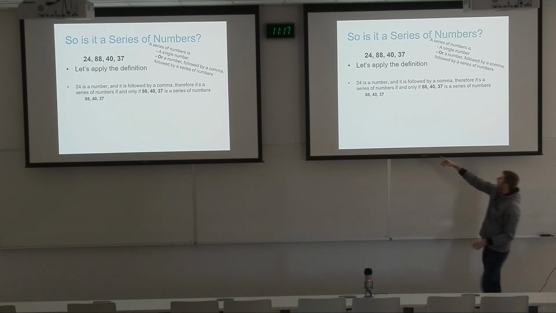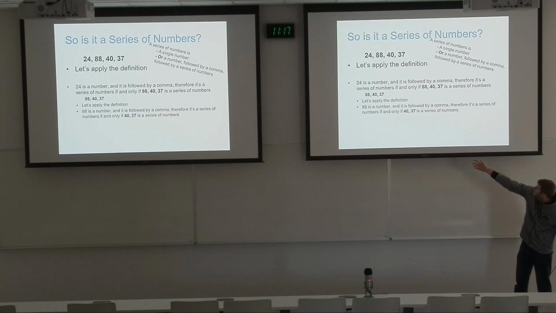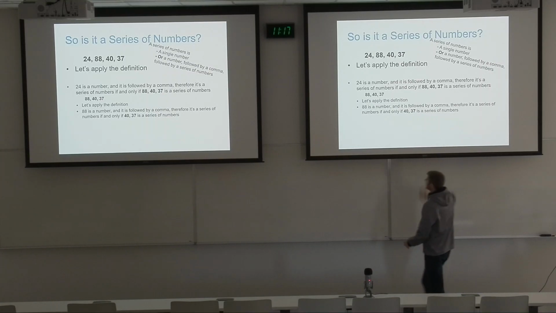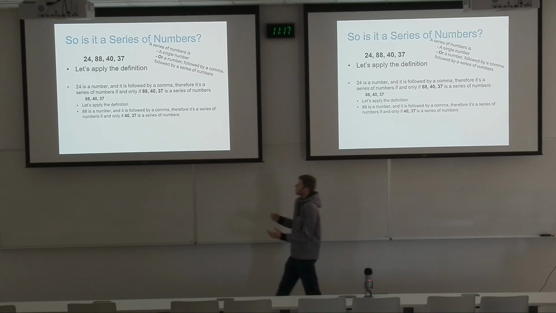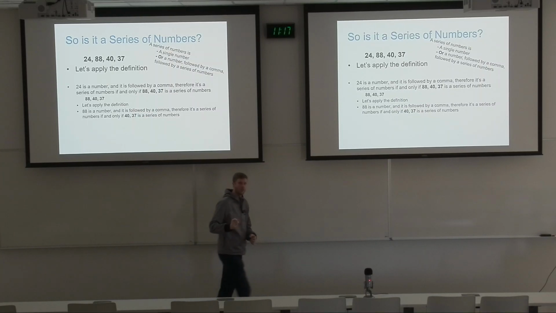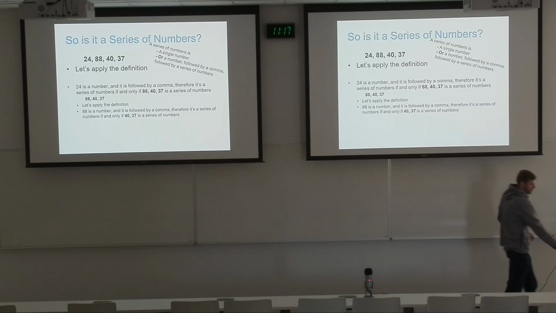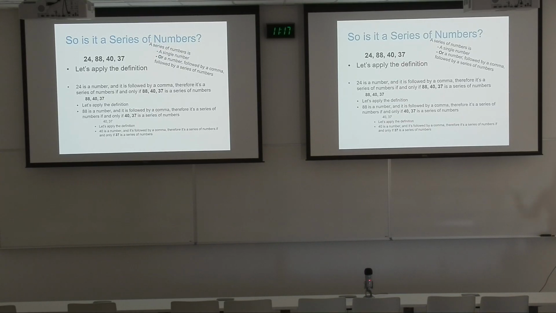That leaves us with 88, 40, 37. So is this a sequence of numbers? Well, 88 is a number, and it's followed by a comma. Therefore, it's a series of numbers only if 40 and 37 is also a series of numbers. So we have to ask the question again on 40 and 37. 40 is a number, followed by a comma. Therefore, it's a series of numbers only if the remaining bit, which is 37, is also a series of numbers.